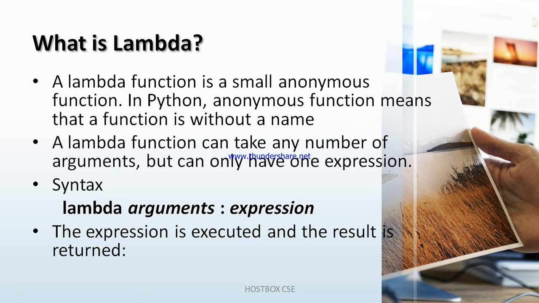So now, what is lambda? It's a small anonymous function. Anonymous means that the function is without a name. That is a thing you have to understand to get an idea about lambda in the Python concept. It can take any number of arguments but can only have one expression. The syntax to create a lambda function is: lambda arguments colon expression. The expression is executed and the result is returned. Let's see the examples one by one.